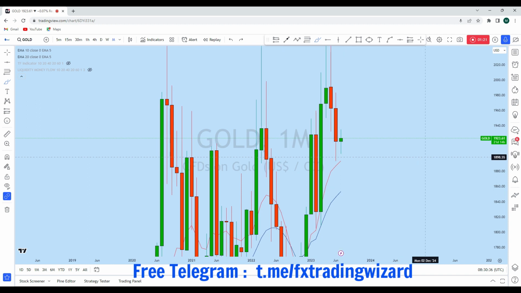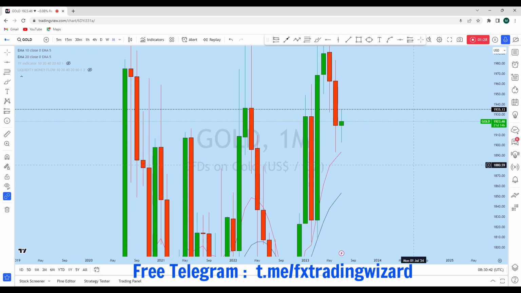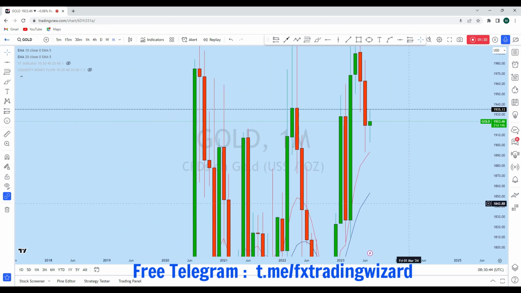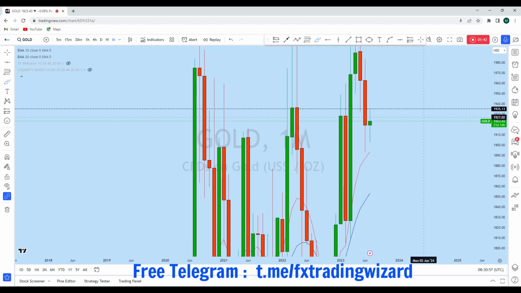As you can see, the price has already created a monthly high, and as we can expect gold to drop further from a longer term perspective to the downside, I think that any kind of pullback to the upside on the bigger picture will give us a very high probability for gold to drop back towards the downside.